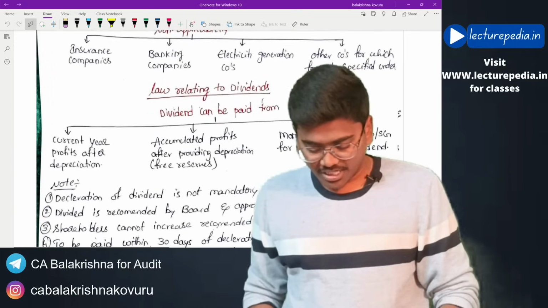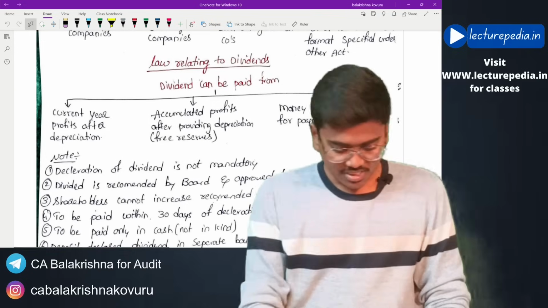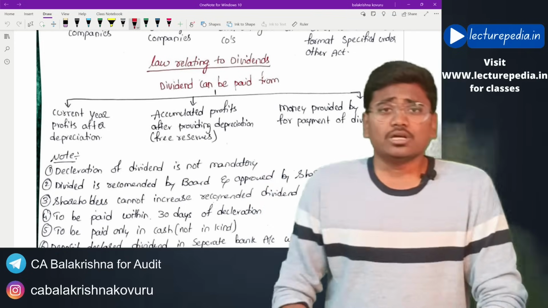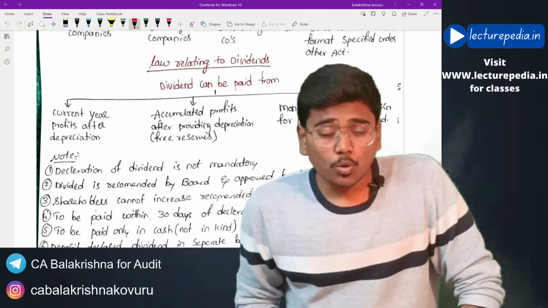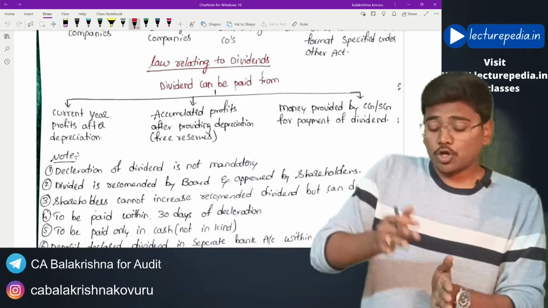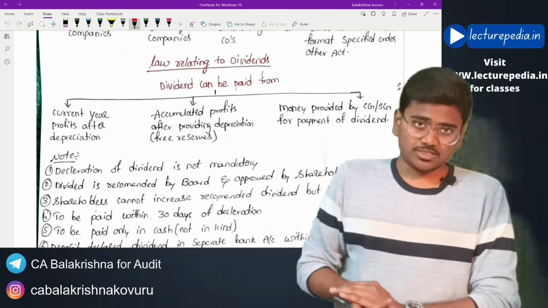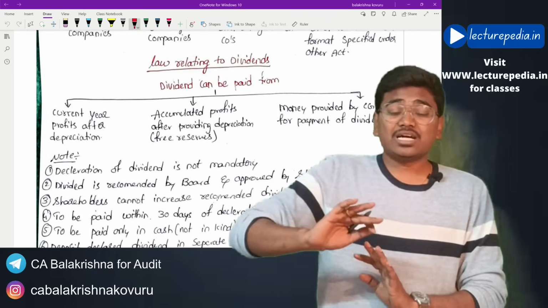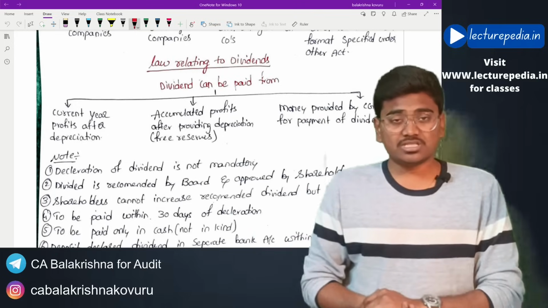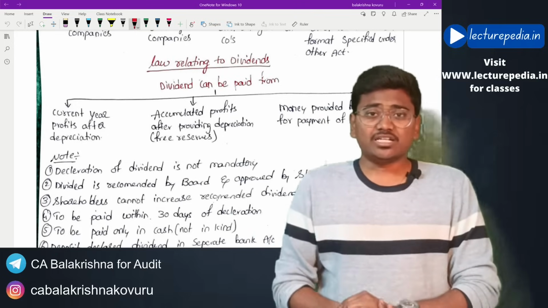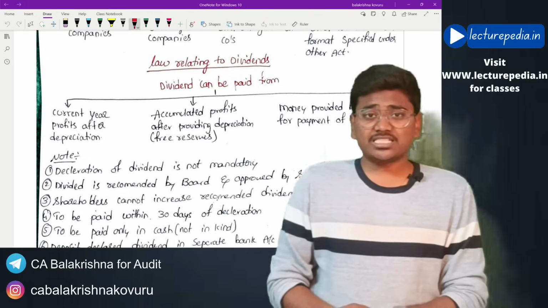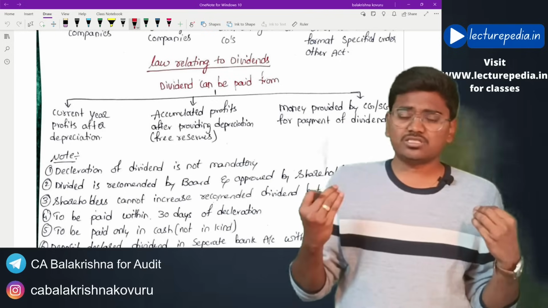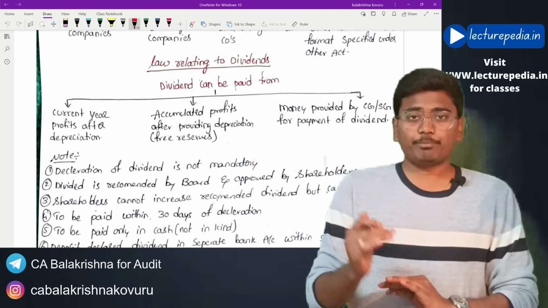Next, law relating to dividends. There are certain provisions relating to dividends. First of all, companies can pay dividend only from the current year profits or from the previous years' profits, that is reserves, free reserves, after reducing the depreciation. Hope this is clear. Companies can also pay dividend from the grants received from the government specifically for the purpose of payment of dividend. From these three sources, dividend can be paid by the companies.